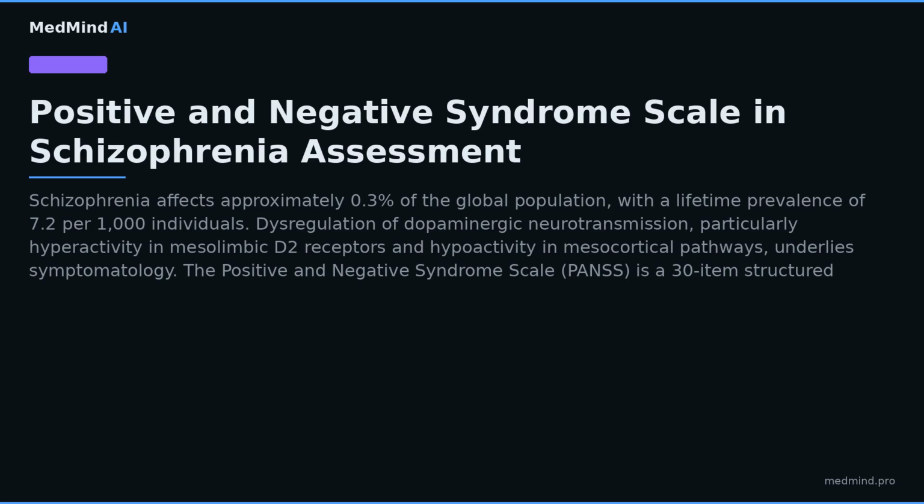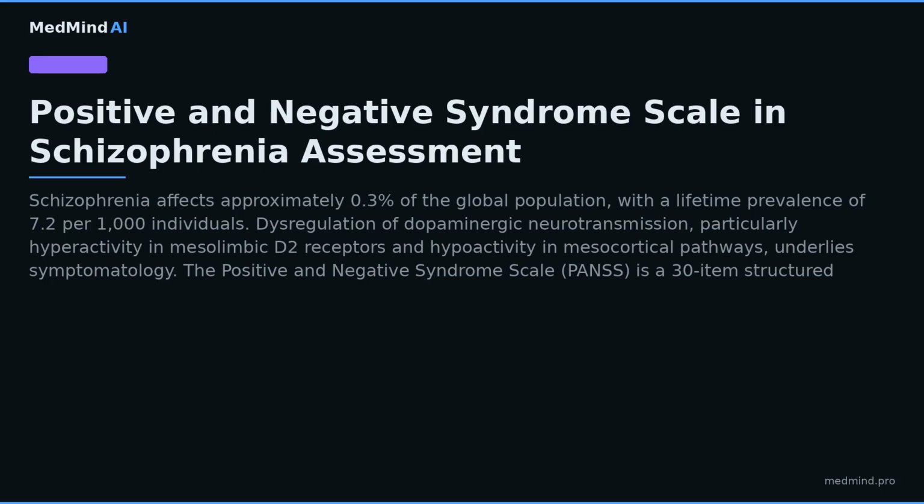Positive and Negative Syndrome Scale in Schizophrenia Assessment. Schizophrenia affects approximately 0.3% of the global population, with a lifetime prevalence of 7.2 per 1,000 individuals. Dysregulation of dopaminergic neurotransmission, particularly hyperactivity in mesolimbic D2 receptors and hypoactivity in mesocortical pathways, underlies symptomatology.